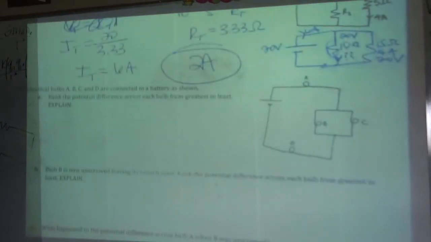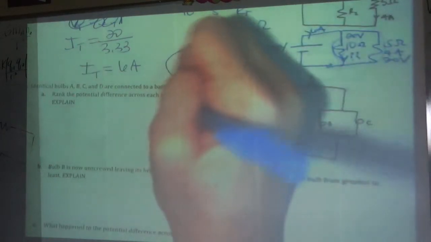Alright, number 14, identical bulbs. These 4 are connected to a battery as shown. Rank the potential difference across each bulb from greatest to least. So let's start with B has to equal C, and we know that these are equal because they're in parallel with one another.